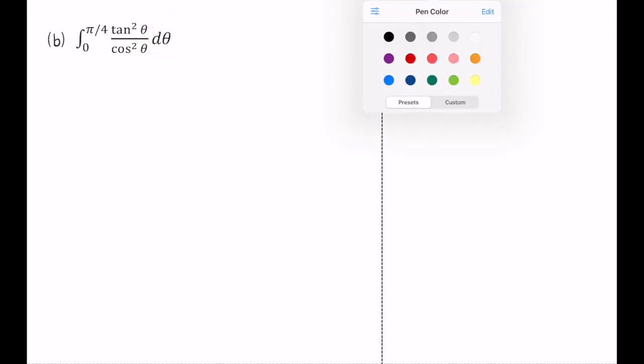Welcome. In this video, we're going to do another integral using the substitution technique. We have the definite integral from 0 to pi over 4 of tangent squared theta divided by cosine squared theta d theta. For this one, we need to quickly remember something from trigonometry or maybe pre-calculus if that's what you learn this material.